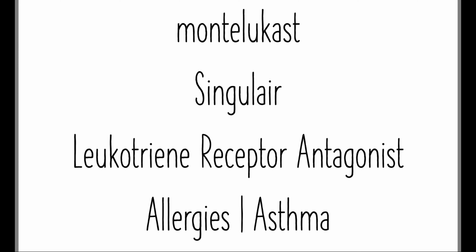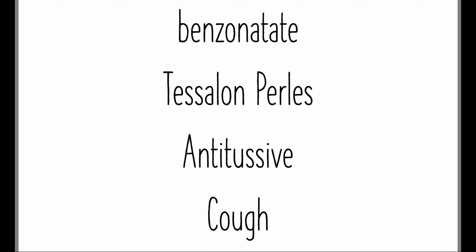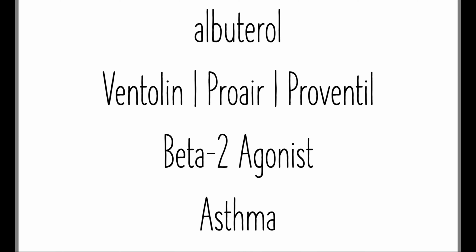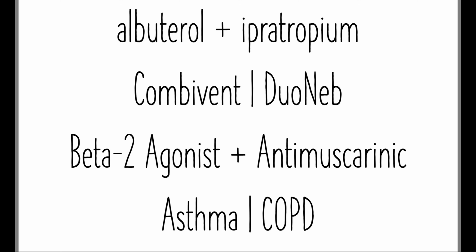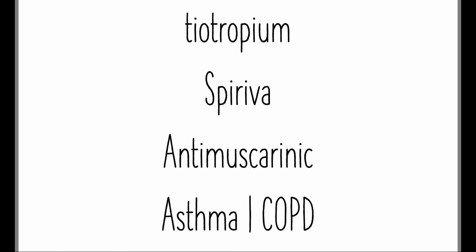Montelukast or Singulair is a leukotriene receptor antagonist for allergies and asthma. Benzonatate or Tessalon Perles is an antitussive for cough. Albuterol or Ventolin or ProAir or Proventil is a beta-2 agonist for asthma. Albuterol with ipratropium or Combivent or DuoNeb is a beta-2 agonist with an antimuscarinic for asthma and COPD. Tiotropium or Spiriva is an antimuscarinic for asthma and COPD.